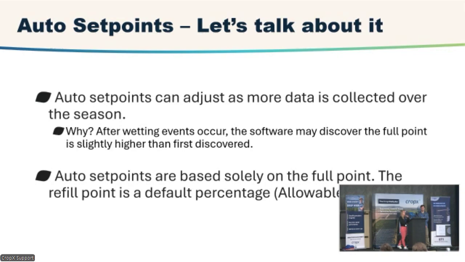Yeah, the comment is, will it change with your root zone? And the answer is yes. If you are using the root zone graph to only account for 20 inches of the profile sum, yes, your full point is going to change because 20 inches of soil does not hold as much as 36 inches does. If you're using just the general profile sum that CropX gives you, you're going to see a higher full point.